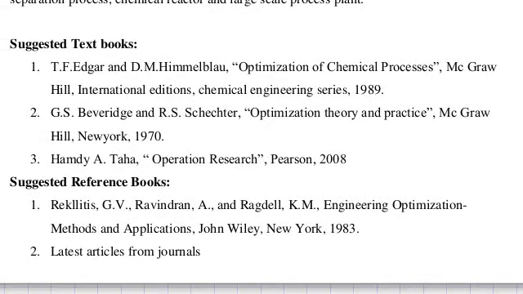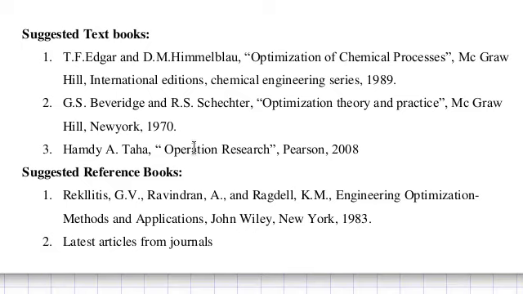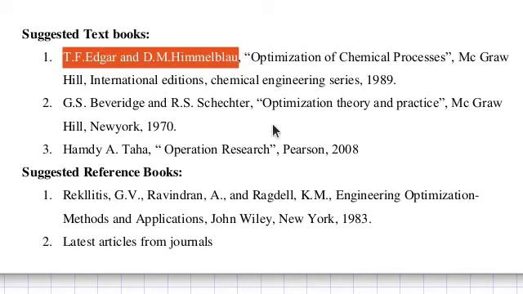these books: Himmelblau, optimization of chemical process, and Beveridge and Schechter, optimization theory and practice, and Taha. So basically we will concentrate on this book. We will base our course on this book, so you should have access to this book. You can search it on the net and you will find its PDF.